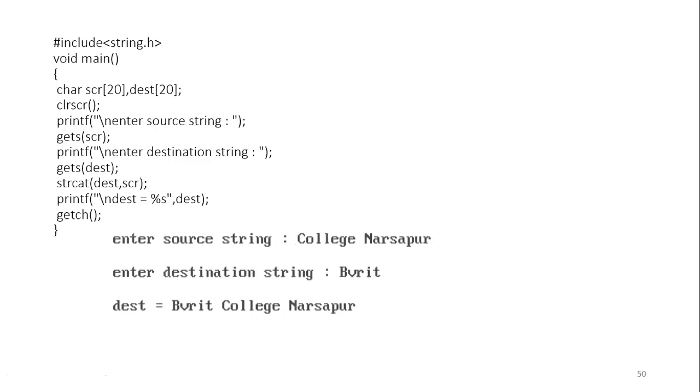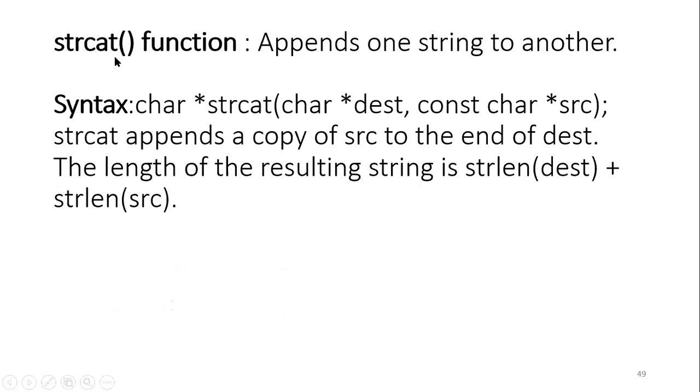Destination is containing the string bvrit, source is containing college Narsapur. So when I concatenate, the string contained in source is appended at the end of the destination string. That's why the destination string is modified to bvrit college Narsapur. So the strcat function appends one string to another. The destination string is appended with the source string.